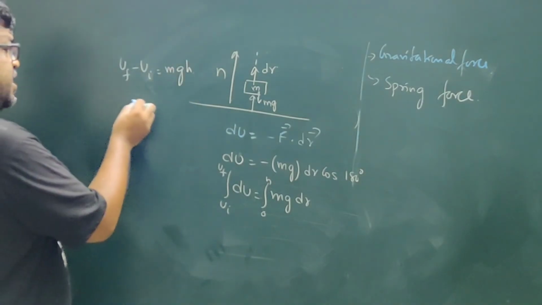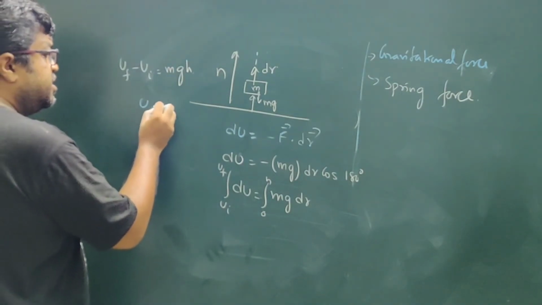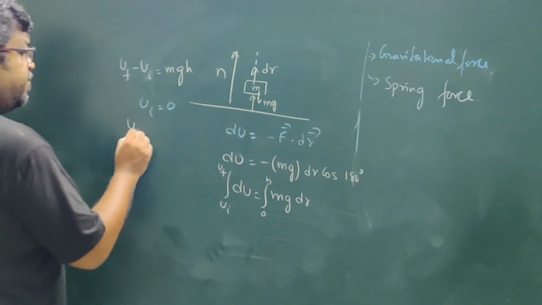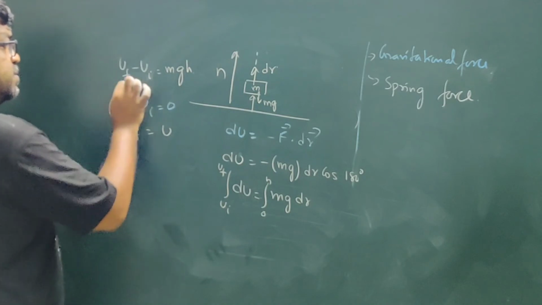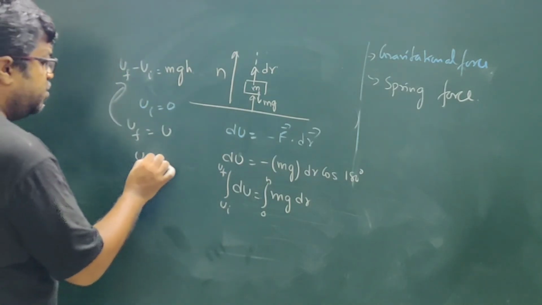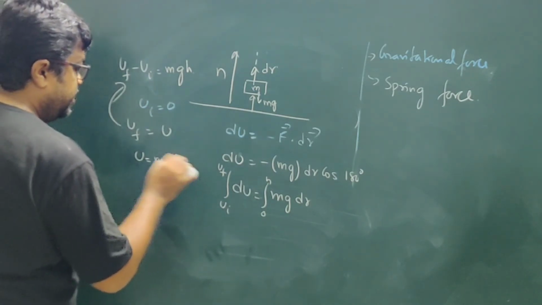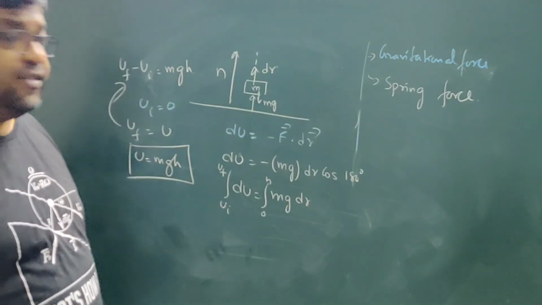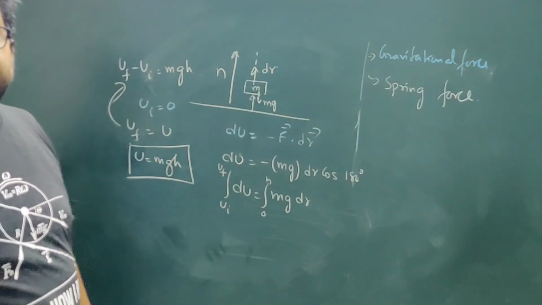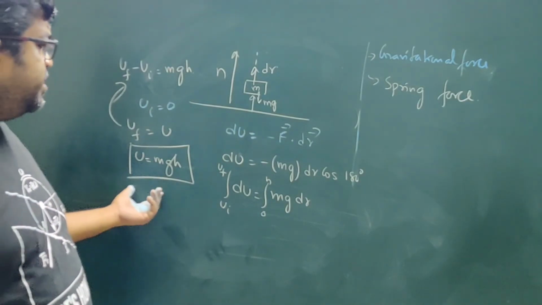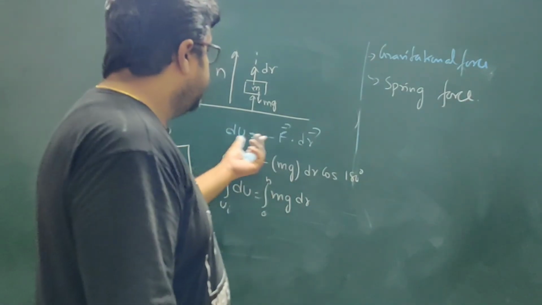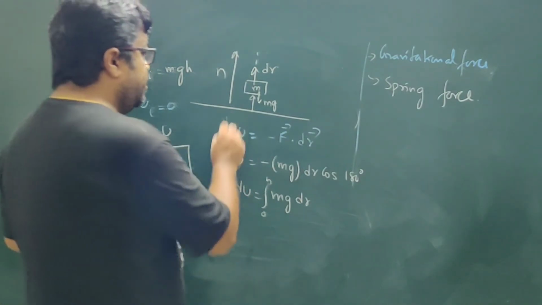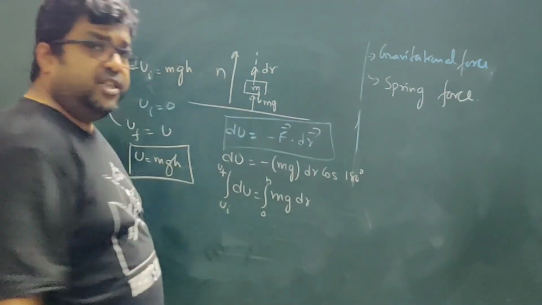Now if I take the ground level potential energy as 0, so Ui is equal to 0 and Uf is equal to U. If I substitute this over here, what do I get? U is equal to mgh. So this is the expression for gravitational potential energy. Everybody understands that it is equal to mgh, but I was trying to stress how to take the sign. This is by definition of potential energy.